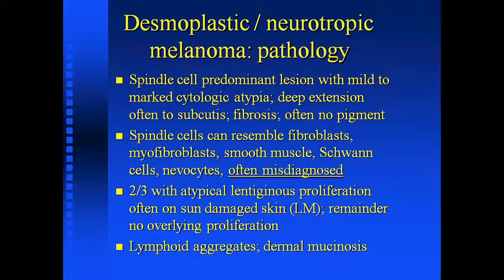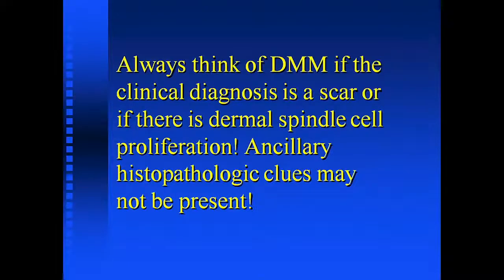The remainder, there's no overlying proliferation, so that's sort of like a de novo dermal type. Perhaps the melanocytes were deeper in the dermis. The lymphoid aggregates, if you see that, that's very characteristic, and you should look for that in those cases without the atypical hyperplasia. Always think of DMM if the diagnosis is a scar.